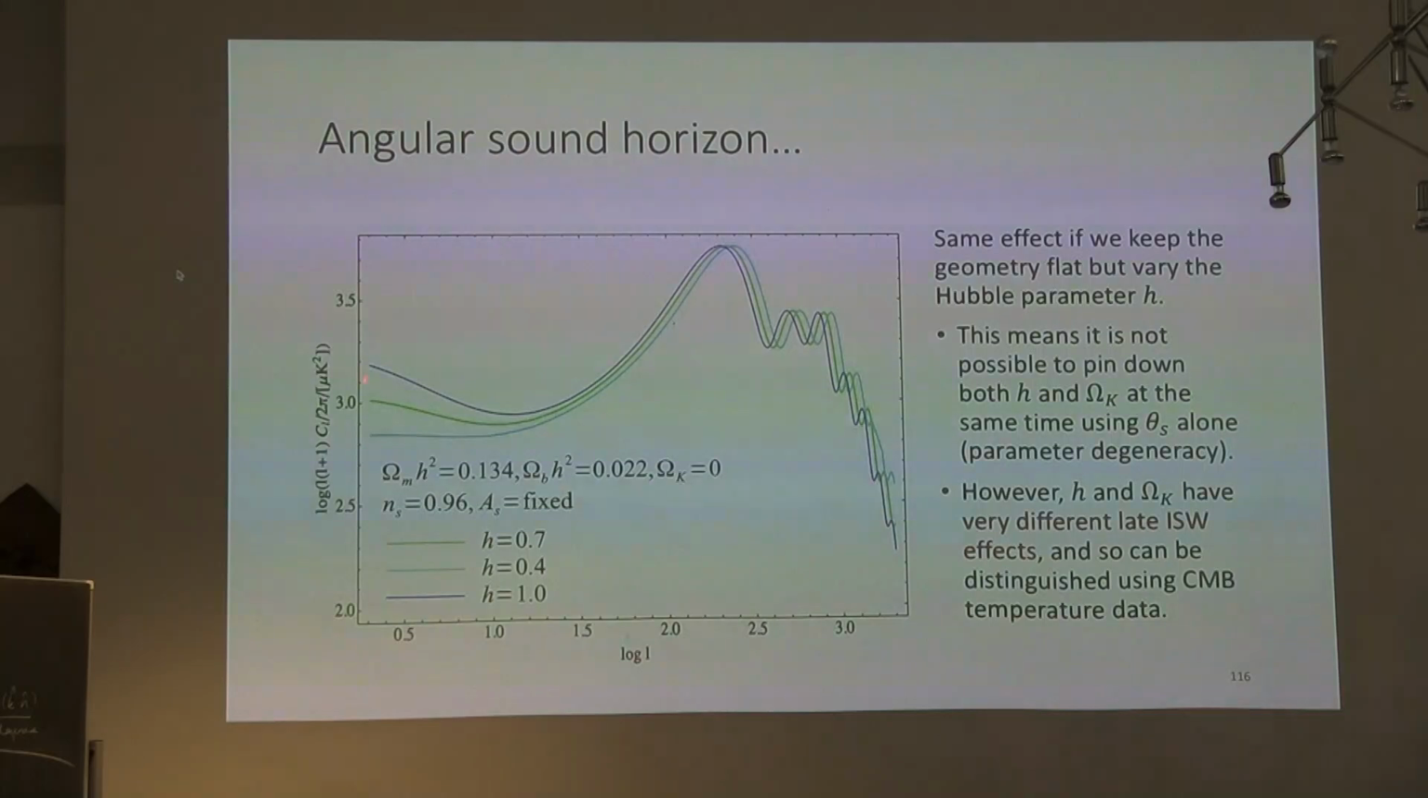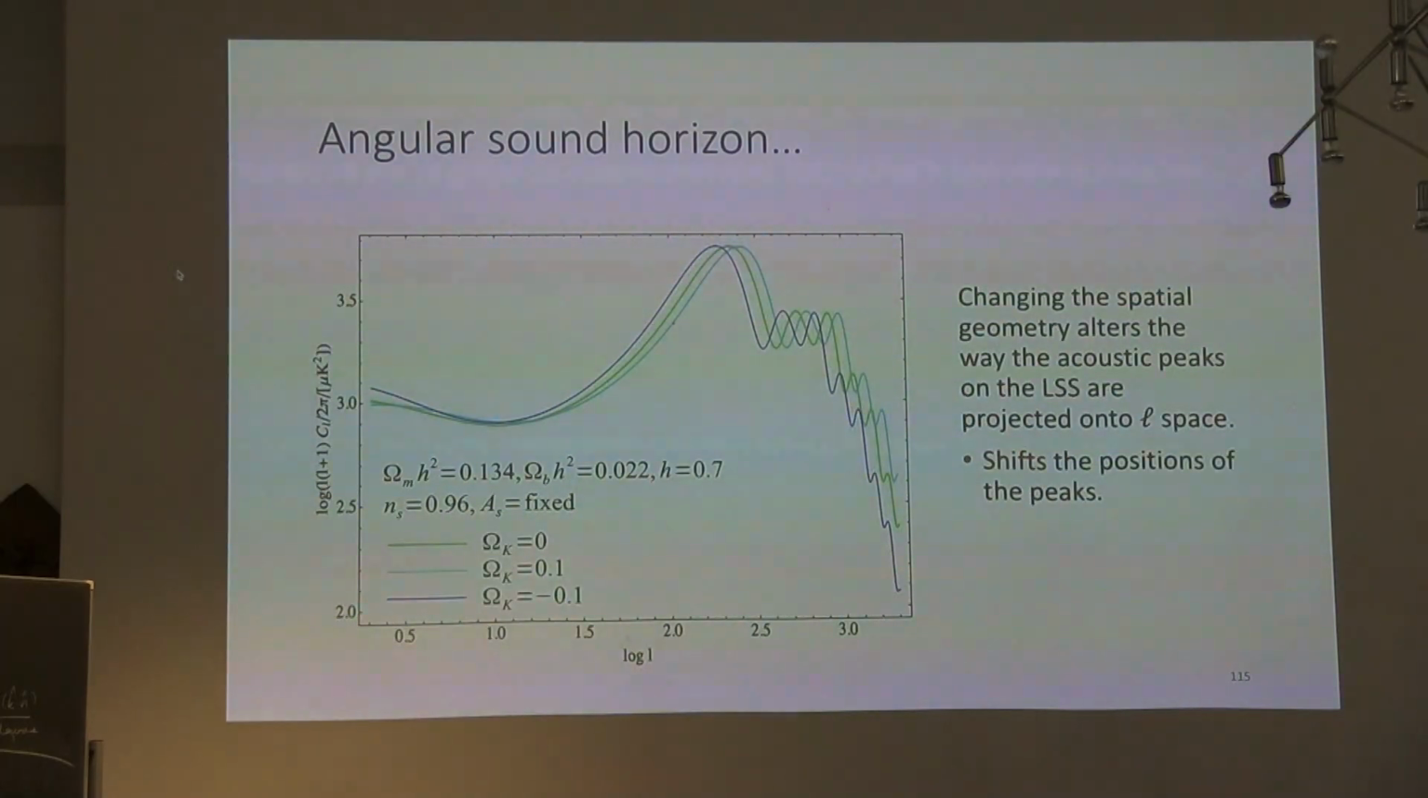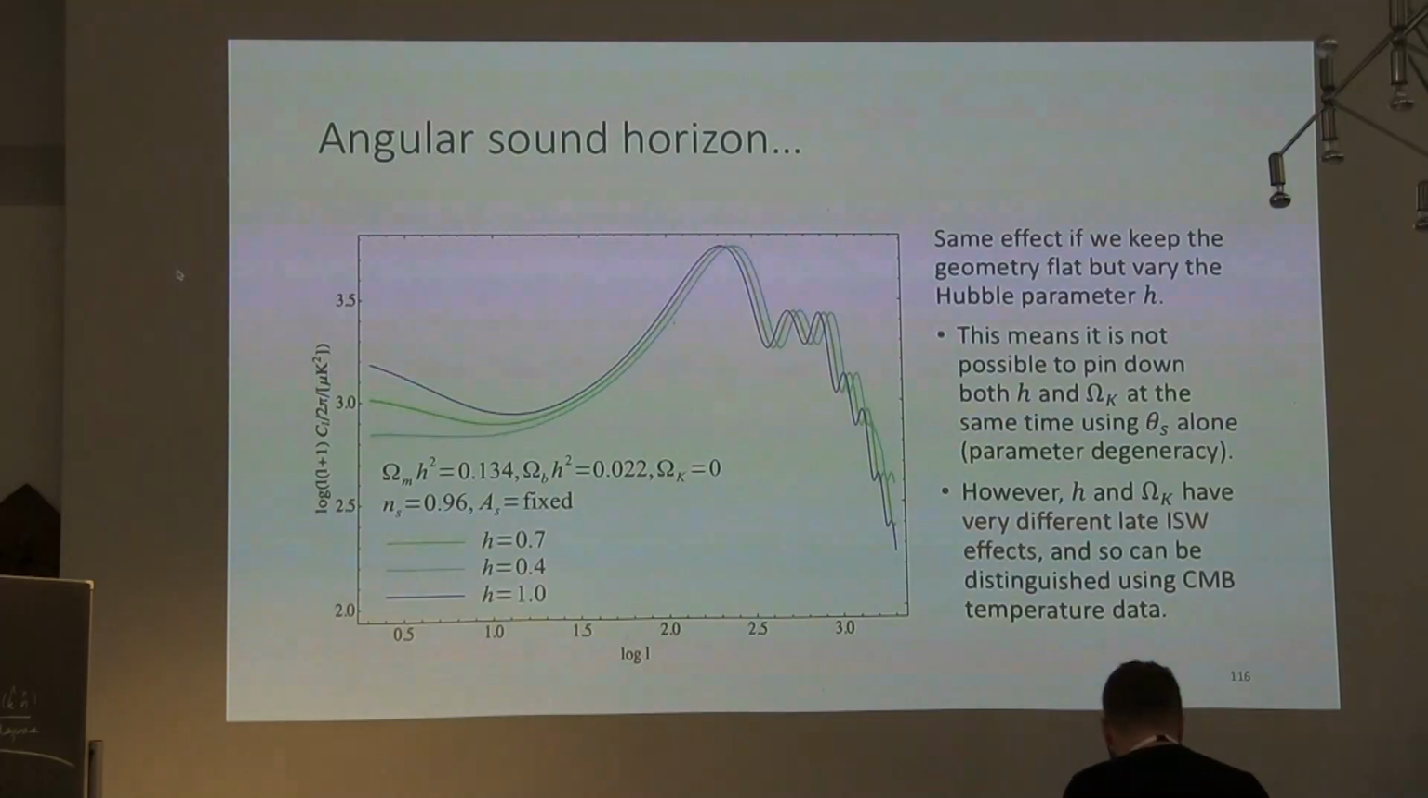So that's why you see these dramatic differences between these three cases when I vary h, which we did not see before for variation of omega k, because omega k has nothing to do with ISW. So in the end, even though I can't tell the difference between varying h and varying omega k from the acoustic peaks, I can still tell the difference between these cases by looking at ISW at late times, and so I can measure them anyway, with the CMB alone.